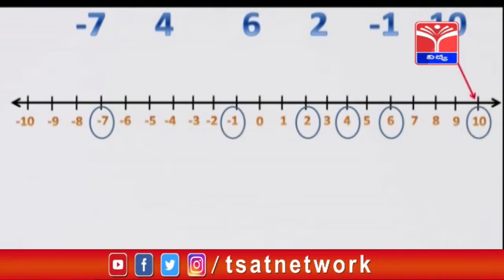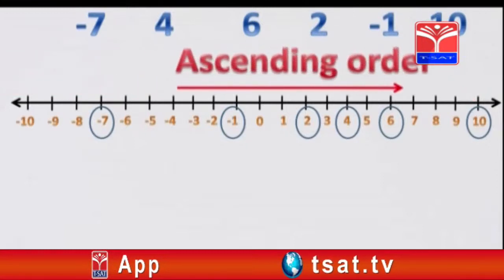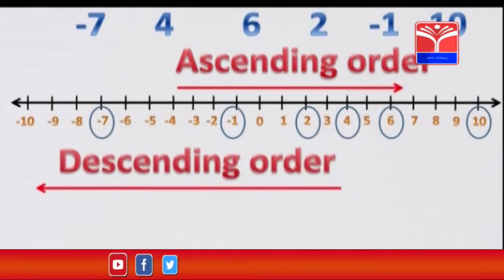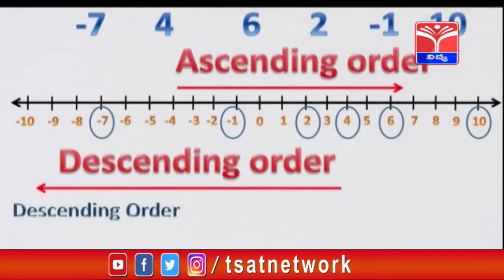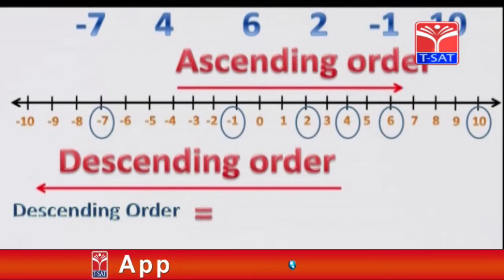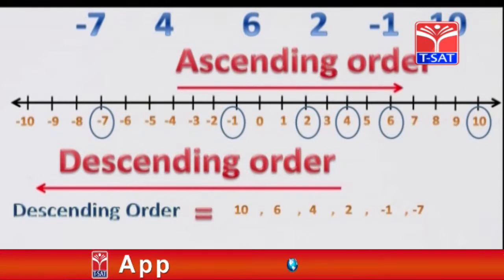So first we denote these numbers on the number line. After this, if you take this order from left to right, this is the ascending order, and if you come from right to left, that will be the descending order. You are asked to write the descending order now. Come from right to left. What number do you get first? 10, next 6, next 4, next 2, next -1, and -7 finally. This is the descending order.